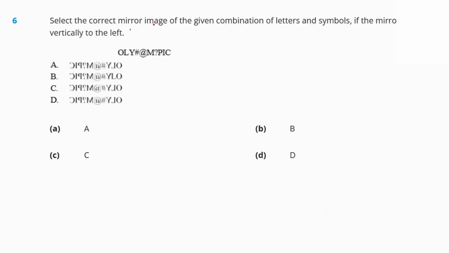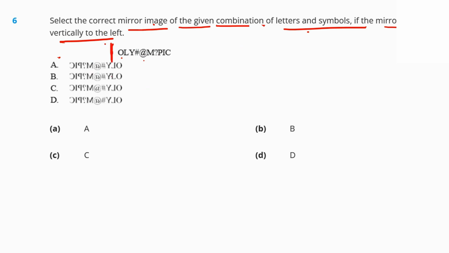Next, select the correct mirror image of the word given. That is Olympic with a few special characters involved within it. Letters and symbols are given and you have to find the mirror image of this. The mirror is placed vertically to the left, that means this side.